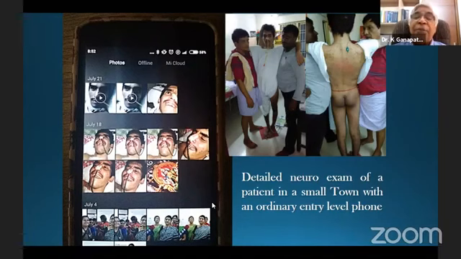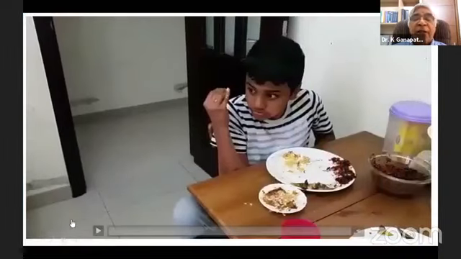So I was pleasantly surprised several years ago when the relatives insisted on seeing the patient. They said, sir, can we show you the patient through mobile phone? I said, fine, through an ordinary entry level phone, not even a smartphone. You can see the relatives at the home did this, and this is all that I needed. I was able to do a detailed neurological examination. Now, here is another example.